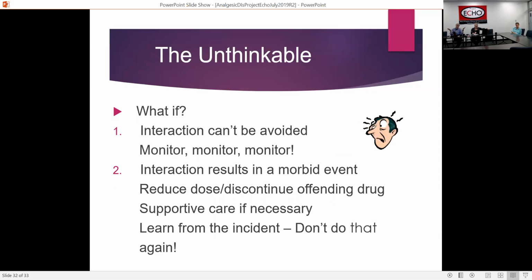But what if you can't avoid it, and you have to have these drugs in a given patient? Well, you monitor the patient to make sure nothing bad happens. If something bad happens, then you're going to have to make a decision. Do I decrease it? Do I pull it? Based upon the adverse effect, you may have to support the patient, for example with vital signs, whatever it may be.